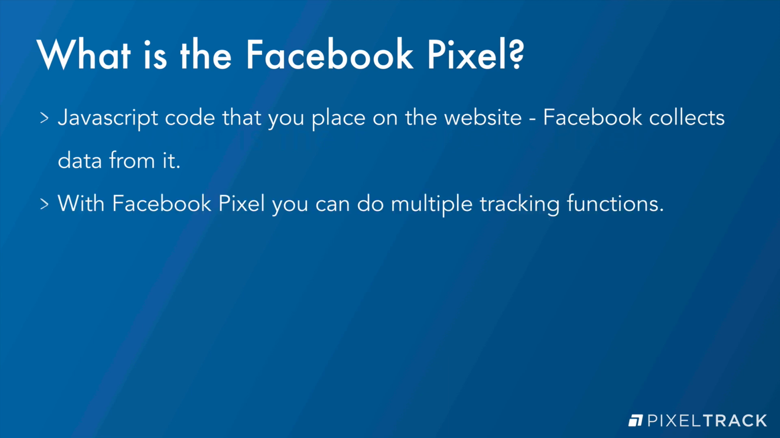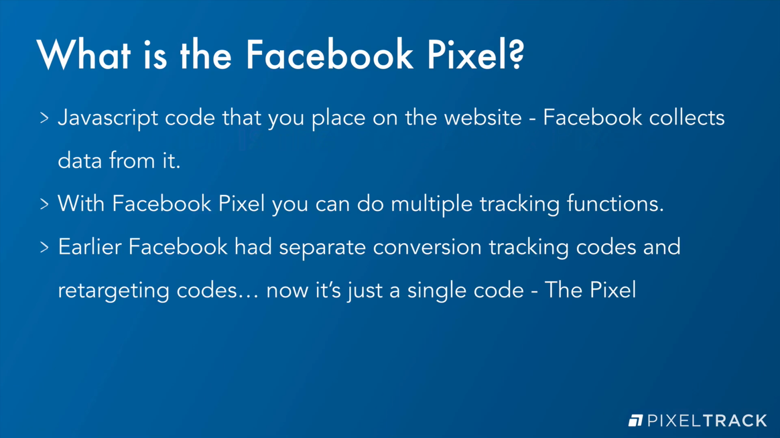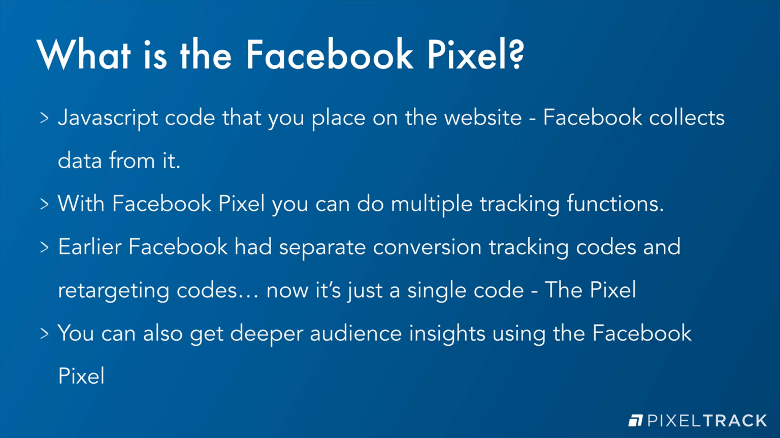With Facebook Pixel you can do multiple tracking functions. Earlier Facebook had separate conversion tracking codes and retargeting codes. Now it's just a single code, the pixel. We can also get deeper audience insights using the Facebook Pixel, which we will look at in future videos.